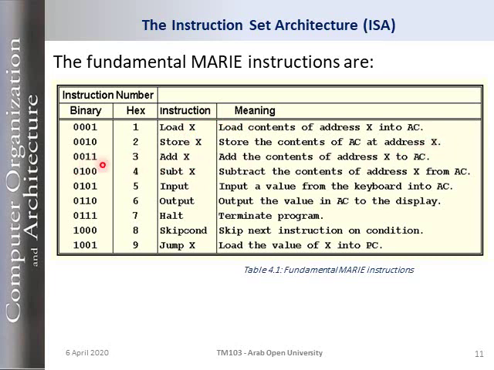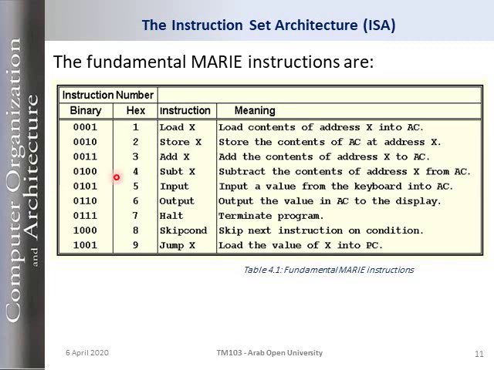Opcode number 3, this is the binary code, is add X. So what's add X? Add the contents of address X to the accumulator. So whatever is stored in address X in the memory, we will get it and add it to the content of the accumulator, and the result will be stored in the accumulator. We'll talk about all of these instructions step by step in the next slides. We just want to introduce them now.